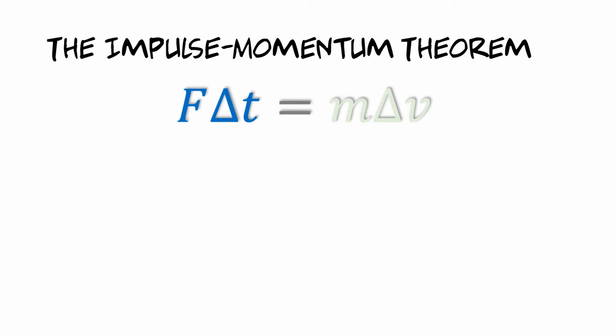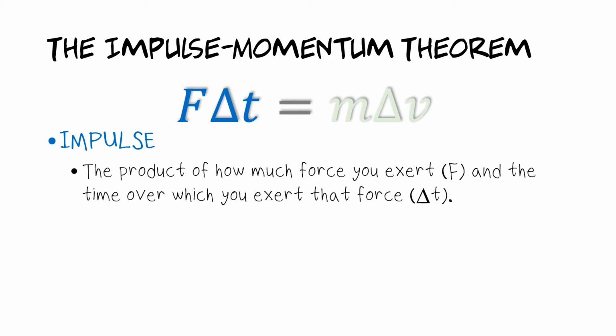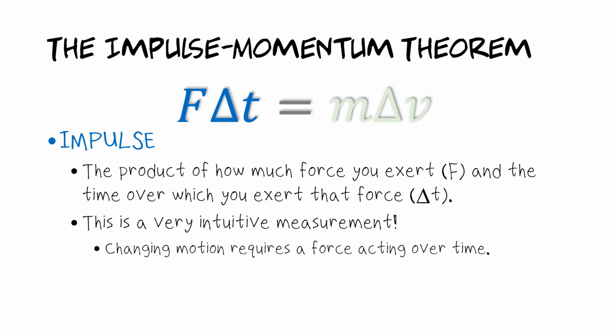So breaking this equation up in a little more detail, we'll take a look at the left side first, and force times the time interval is the impulse. The impulse is the product of the amount of force you exert and the time interval, the amount of time over which you exert that force, which is delta t. And I find this to be a very intuitive measurement. When we talk about applying forces in introductory physics, yeah, it's important how much force you apply, but it's also important how long you exert that force for. So I just think this is a really common sense way of thinking about changing the motion of an object. And you have to exert a force over time if you want to change the motion.